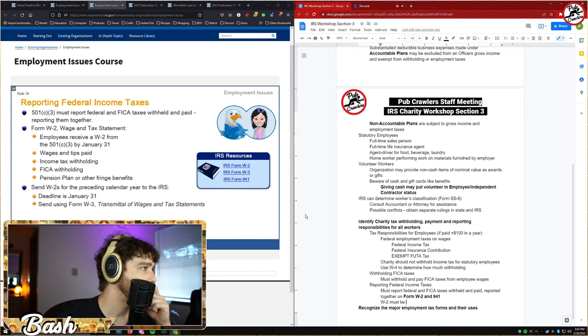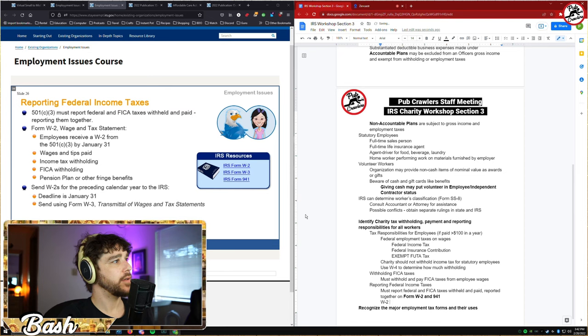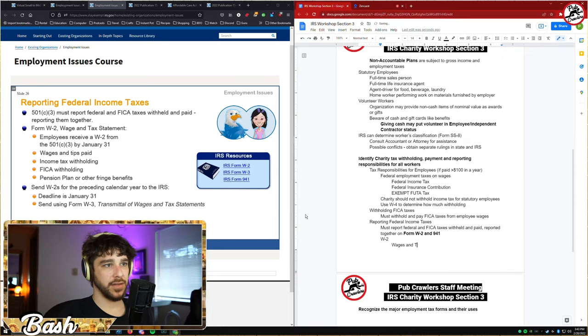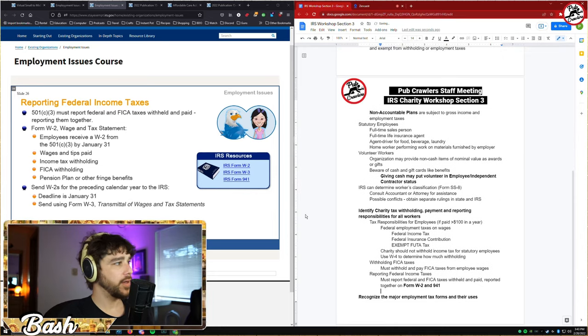Alright, so we got Form W-2, Wage and Tax Statement, which I'm pretty sure we're all familiar with, but I guess I'll just put these in here. Wages and tips paid, income tax withholding. It's right at the bottom here. It's not going to work well. Oh, I see.